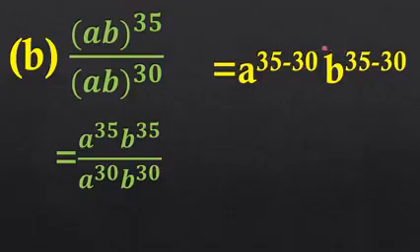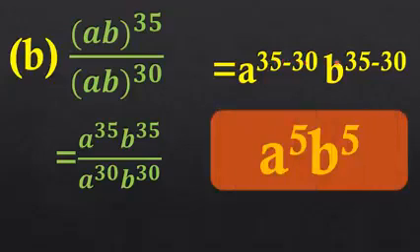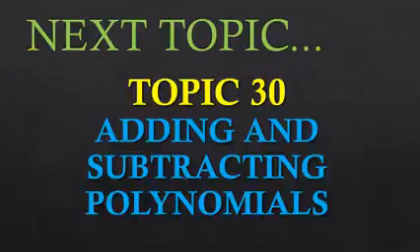So lahat sila nasa itaas. Since we have a bigger value of m, kung i-compare natin sa letter n, which is 30. Then simplify 35 minus 30 is equal to 5. Ganun din yung case ni B. Thus, 35th power of AB over 30th power of AB is equal to A raised to 5, B raised to 5. Simple as that.